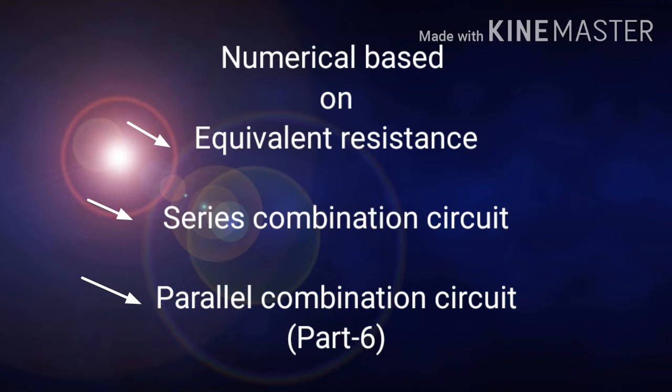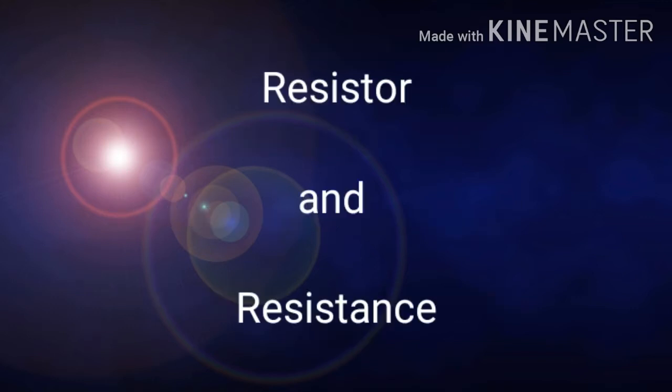Before starting this, I want to clear two terms, that is resistor and resistance. Is there any difference between these two terms? Yes, these two terms are different. Resistor is an object, whereas resistance is its property due to which it obstructs the flow of electrons through it. So make it clear in your mind, resistor and resistance are different terms. Now let's start.